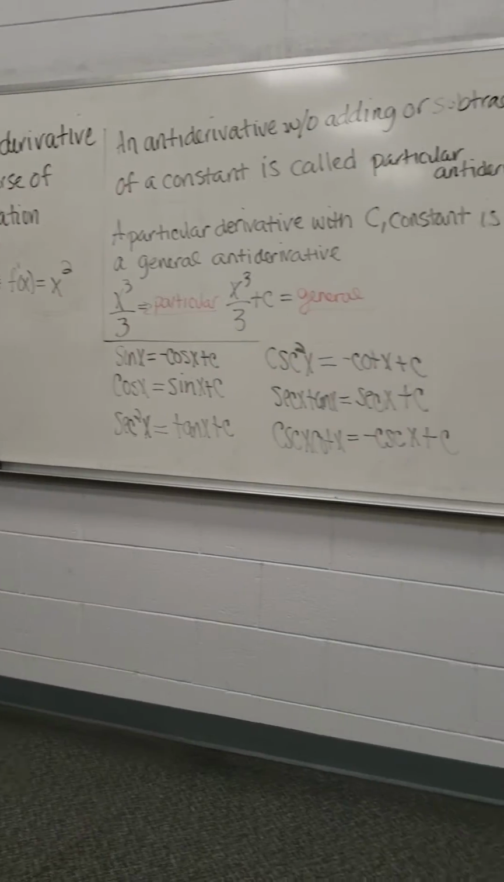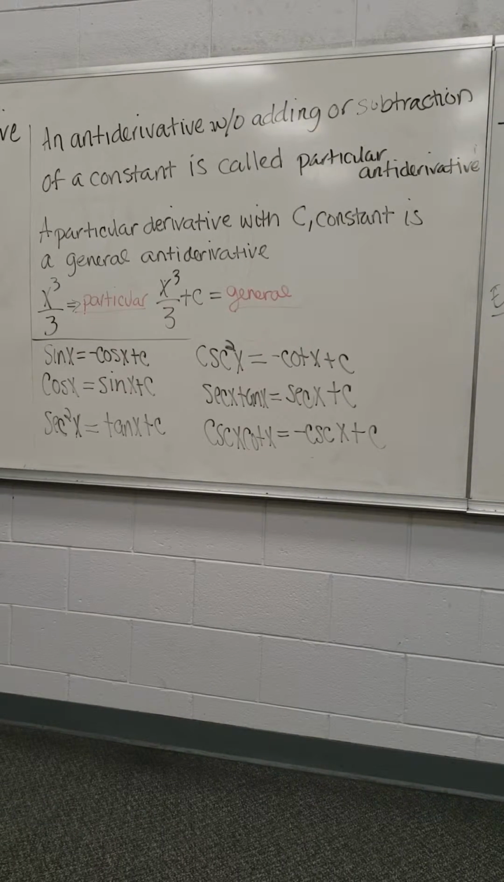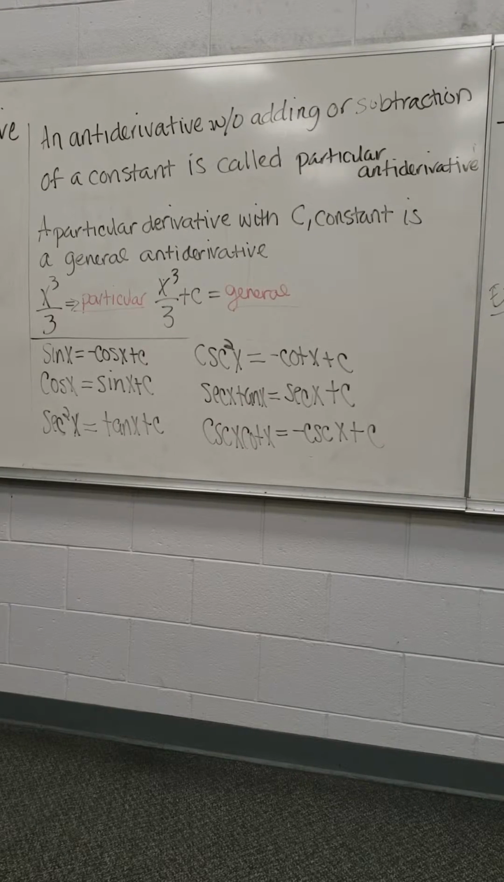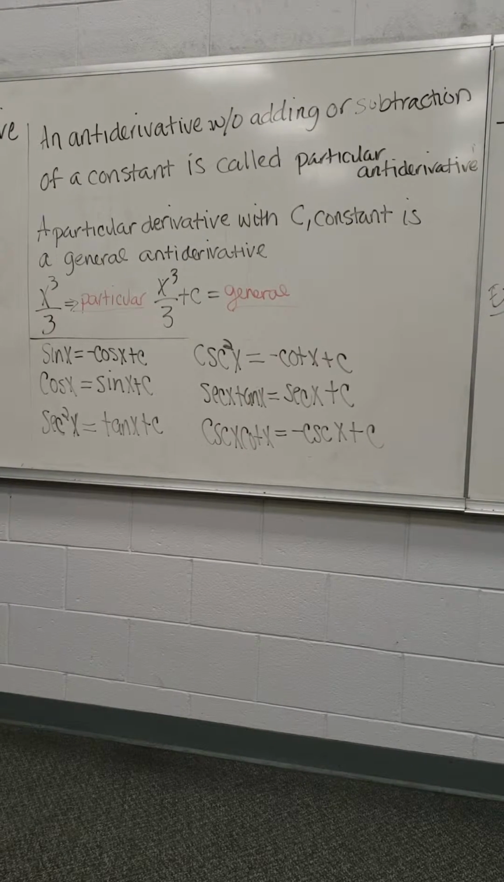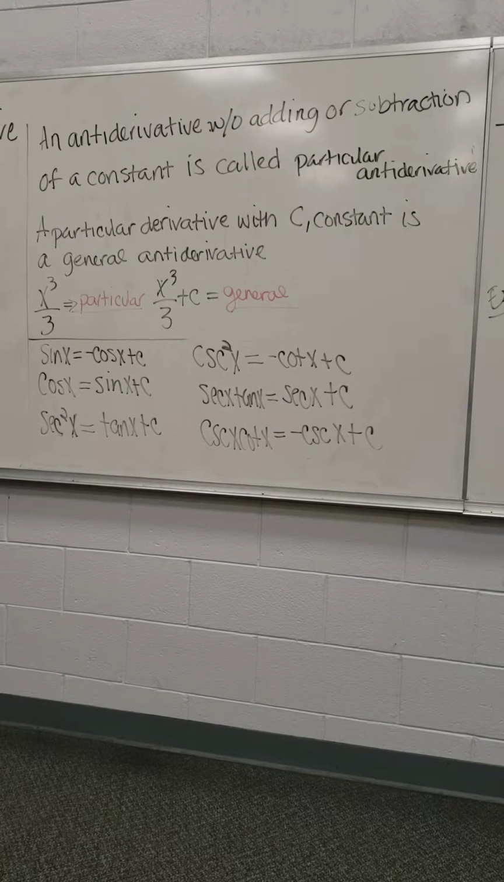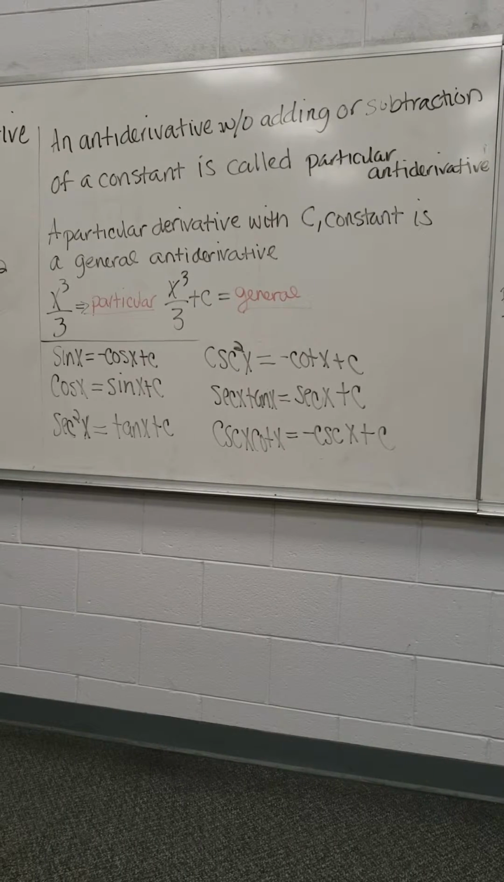An antiderivative without adding or subtracting a constant is called a particular antiderivative. A particular antiderivative with a constant c is called a general antiderivative. A particular antiderivative pretty much does not have the constant c added onto it.